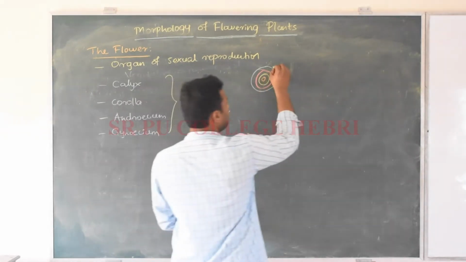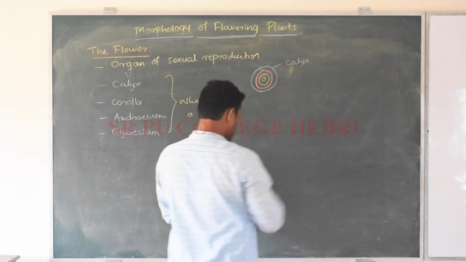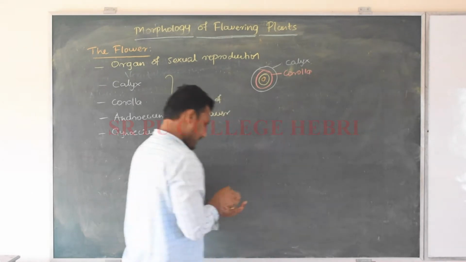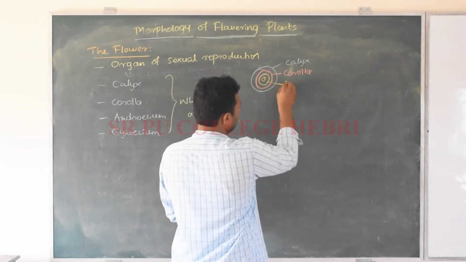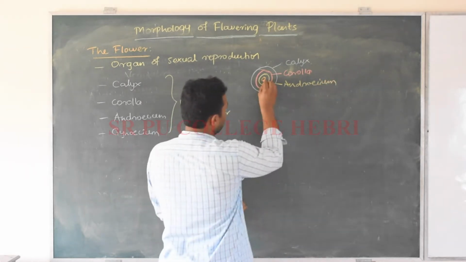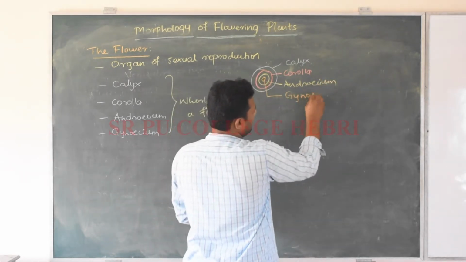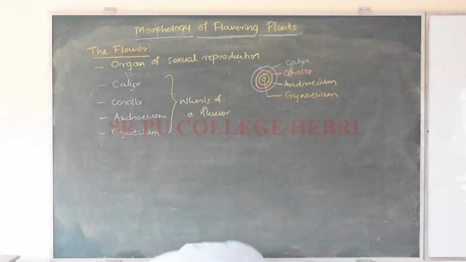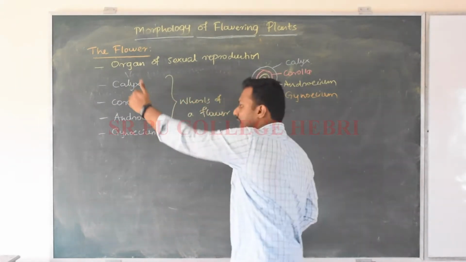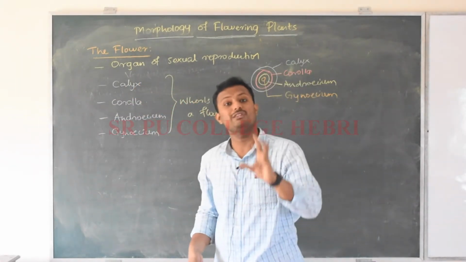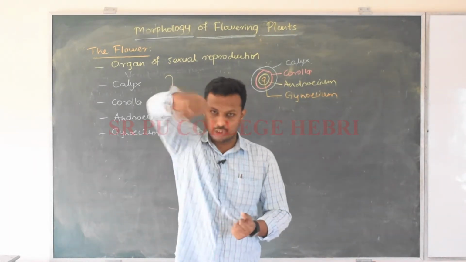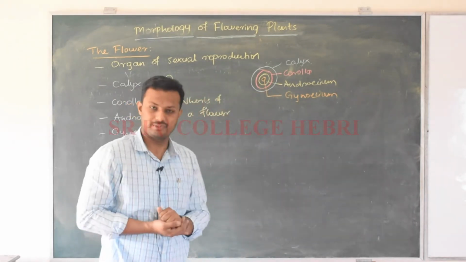See, this is the calyx, this is the corolla, this is the androecium, and this one is the gynoecium. I hope it is very clear now why the different parts of a flower such as calyx, corolla, androecium, gynoecium are called whorls of a flower. It is because of the concentric arrangement, right? The circular arrangement of these different parts, right?